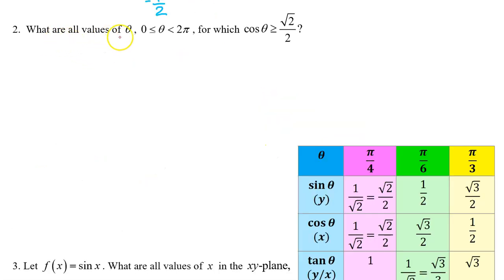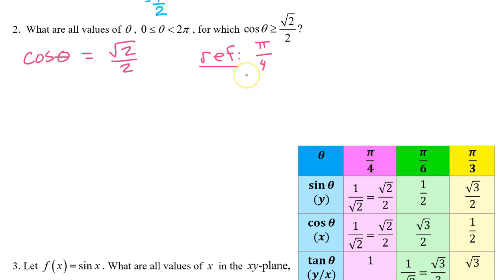Number 2, what are all values of theta between 0 and 2 pi for which cosine theta is greater than or equal to radical 2 over 2? We need to start by finding where cosine theta is equal to radical 2 over 2. We can find the reference angle by asking the cosine of what angle is radical 2 over 2. We have memorized that the cosine of pi over 4 is radical 2 over 2, so pi over 4 is the reference angle.